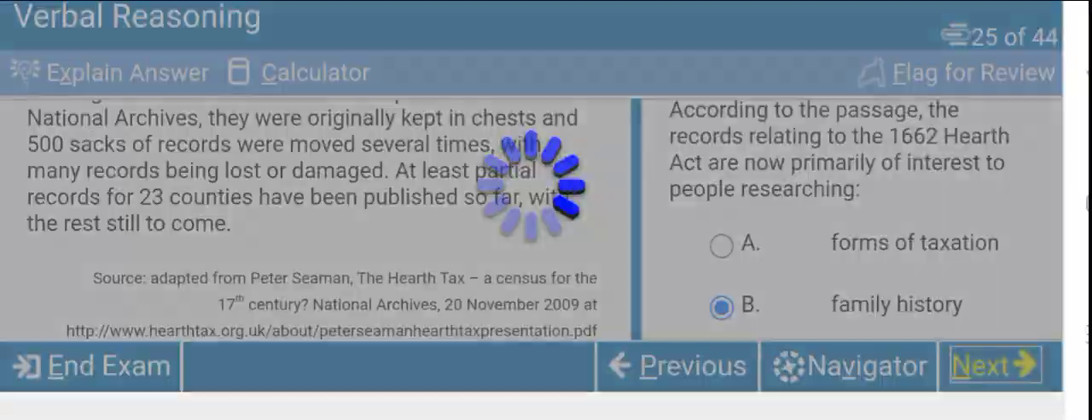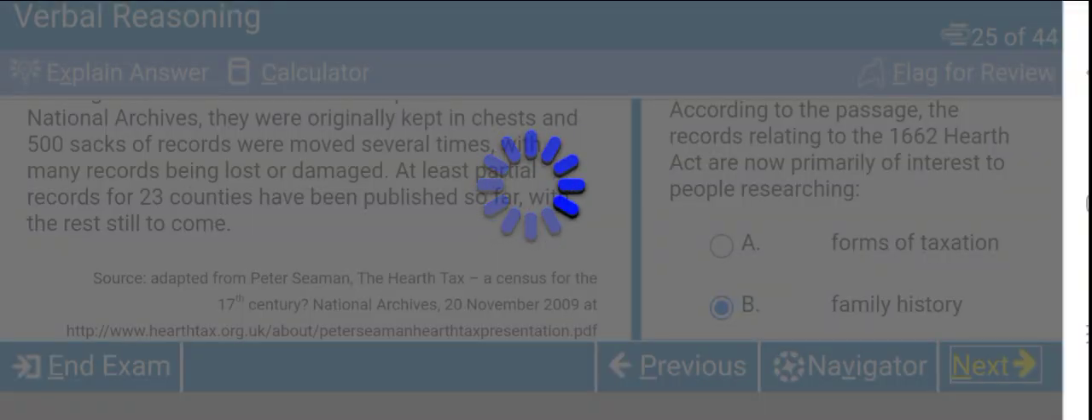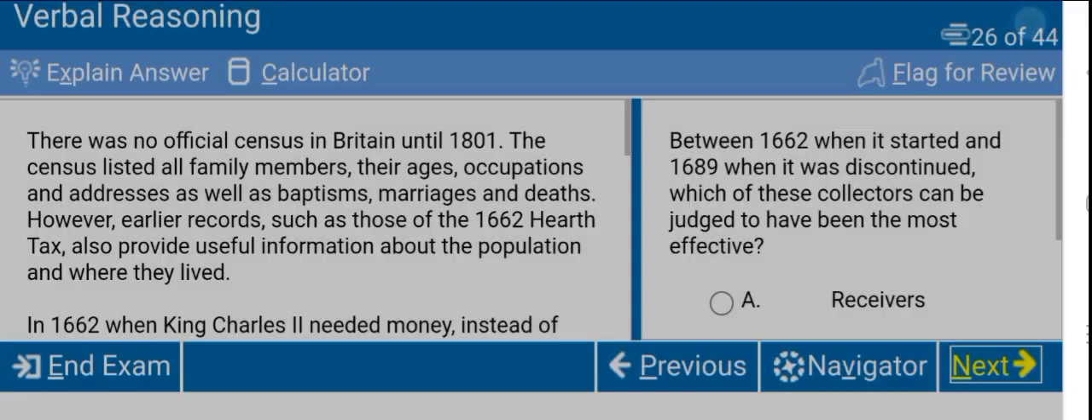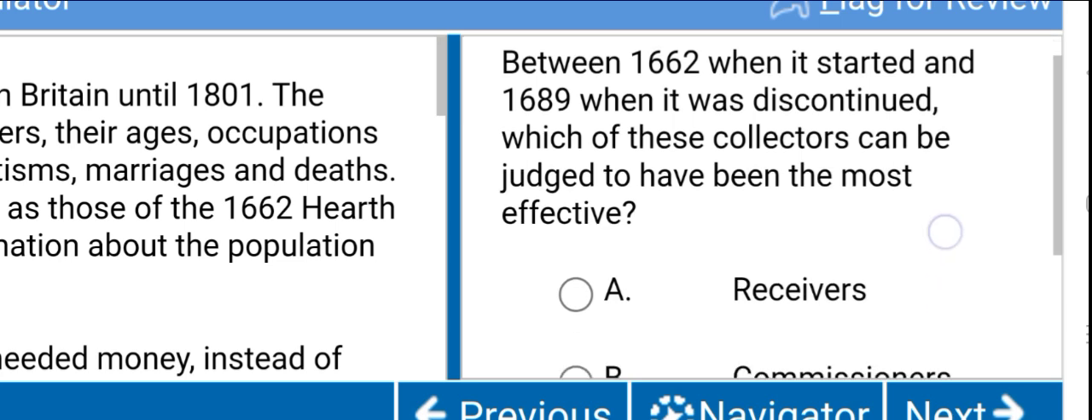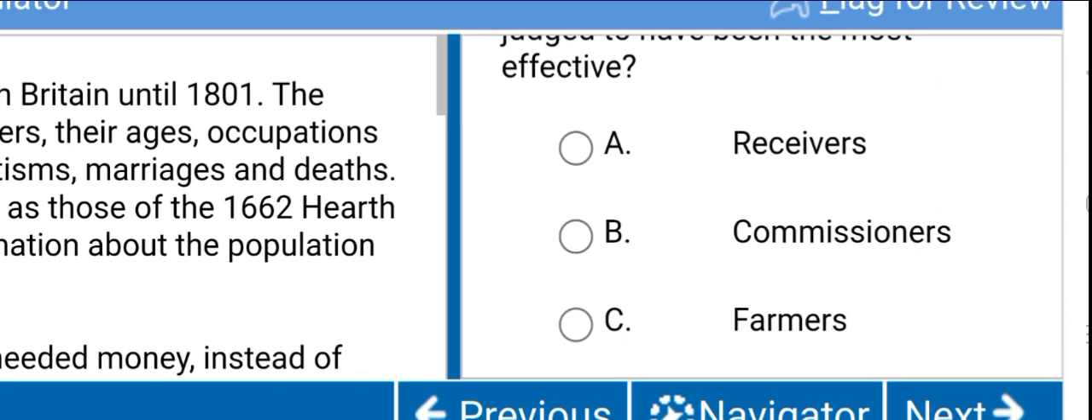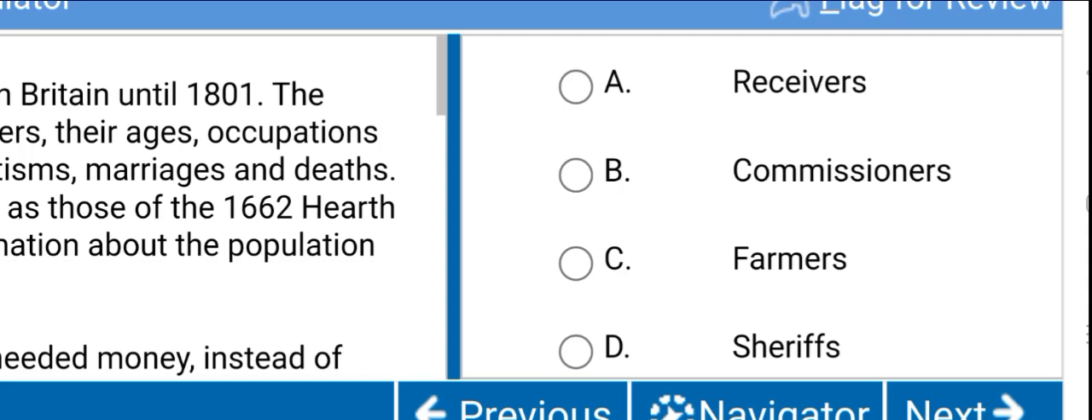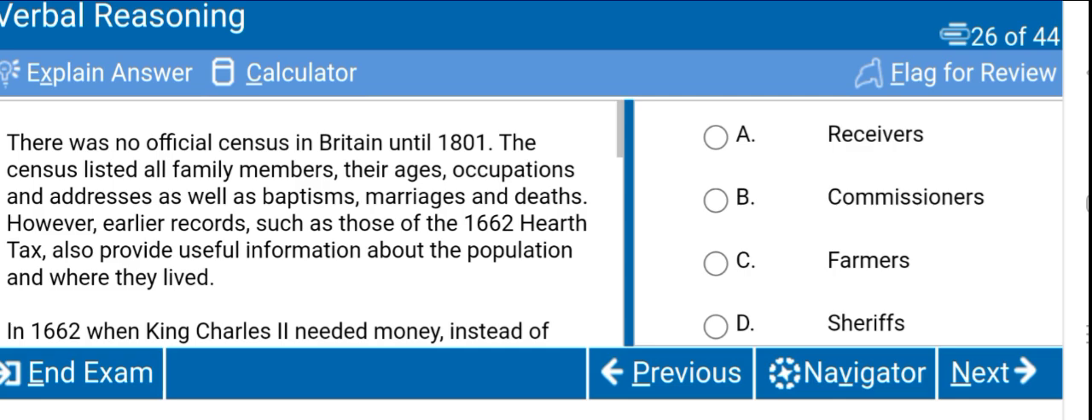Okay, the next we have question number 26. Between 1662 when it started and 1689 when it was discontinued, which of these collectors can be judged to have been the most effective? Option A, receivers. Option B, commissioners. Option C, farmers. Option D, sheriffs.